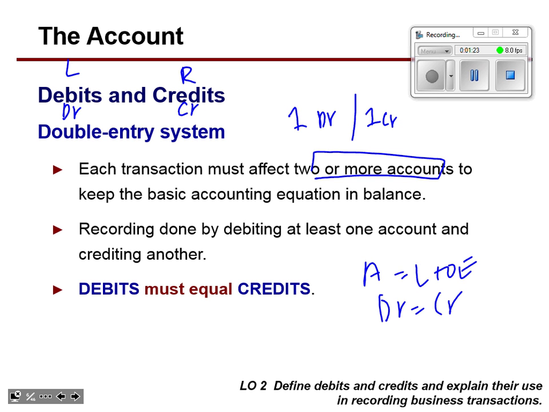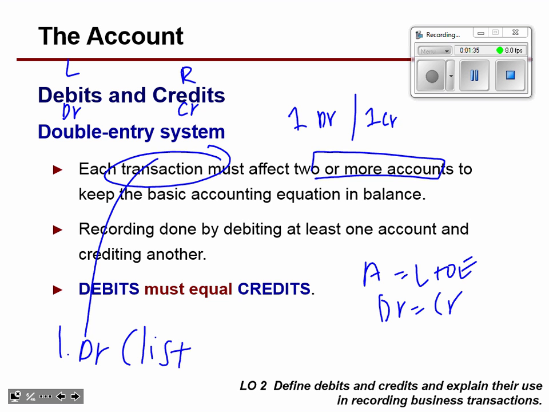One thing that this slide doesn't say, and I would assume the book did say, when you do a transaction, we know we've got at least one debit and one credit. You typically list the debit first. Did the chapter talk about that? You typically list the debit first, followed by the credit.